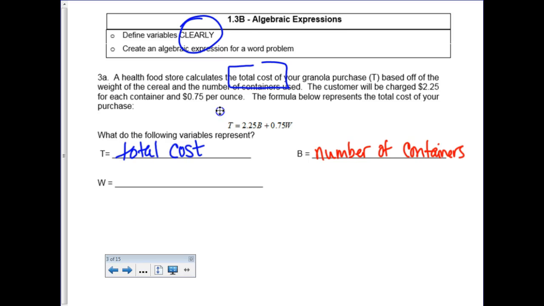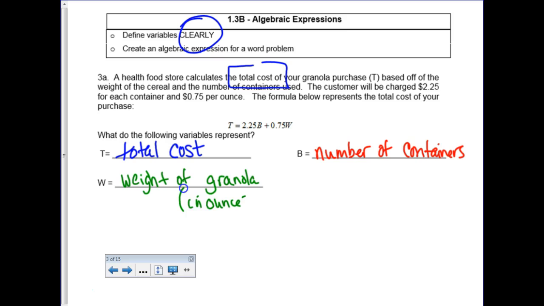Containers. There we go. And then W is what we're multiplying the 75 cents by. And that's because it's the weight of the granola. So you could write weight of granola, or you can say number of ounces. I'm going to go with weight of granola, in ounces, really specific. Granola, right? And then you can even say in ounces.